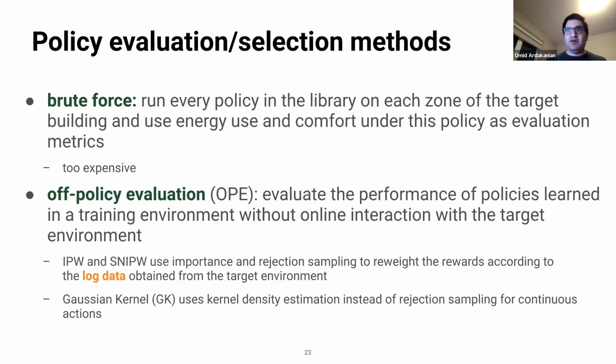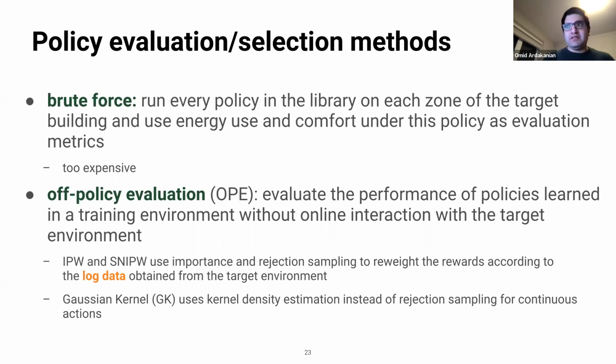And we use existing off-policy policy evaluation techniques. The idea here is that we can evaluate the performance of policies learned in a training environment without online interaction with the target environment. If we cannot interact with the target environment, then how can we estimate the performance of this policy? The idea is that we have some offline data set, collected under, say, the default controller in the target building. We have some log data under the default controller from the log building. We use this data to evaluate our policies.